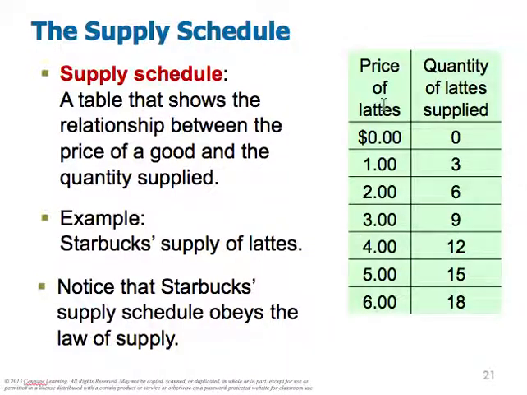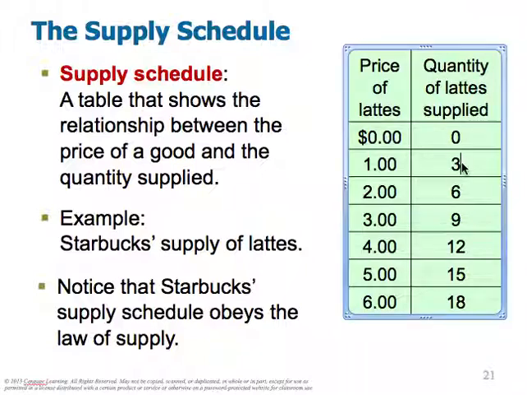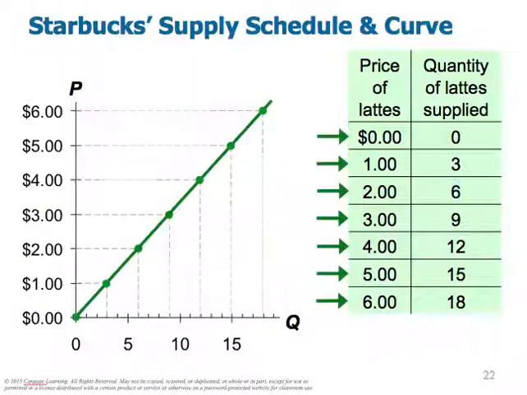So this whole table gives you the supply schedule. When you plot this table, you get the supply curve. But if you pick a single point like this, that gives you the quantity of lattes supplied. That's not supply, okay? But this whole thing together gives you supply. If you pick a single point, that gives you the quantity of lattes supplied. That's the difference between supply and quantity supplied. So if you plot this whole table, you're going to get the Starbucks supply schedule or supply curve. This is the supply of lattes for Starbucks.